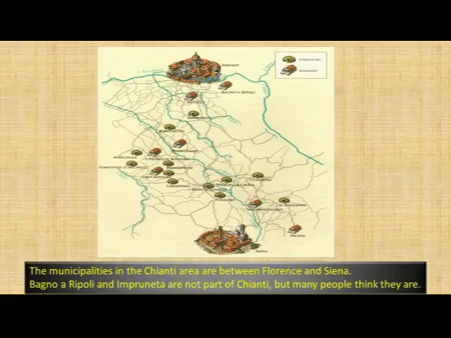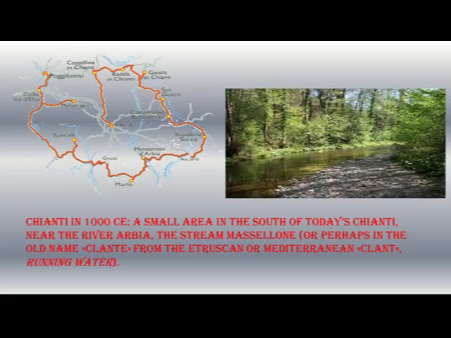The municipalities in the Chianti area are between Florence and Siena. Bagno a Ripoli and Impruneta are not part of Chianti, but many people think they are. Chianti in 1000 CE was a small area in the south of today's Chianti, near the river Arbia and the stream Macellone, or perhaps from the old name Clanthe, from the Etruscan or Mediterranean clant, running water.